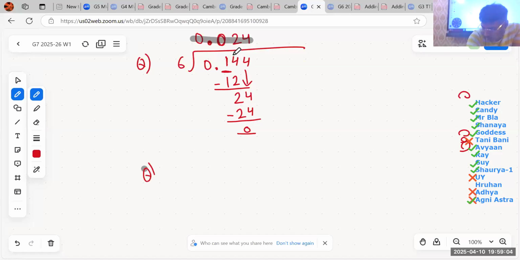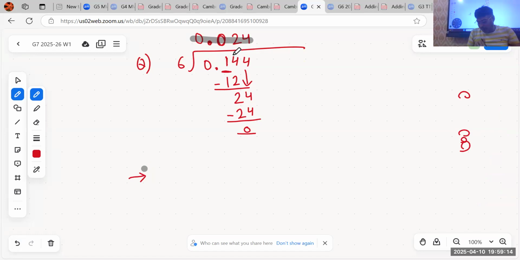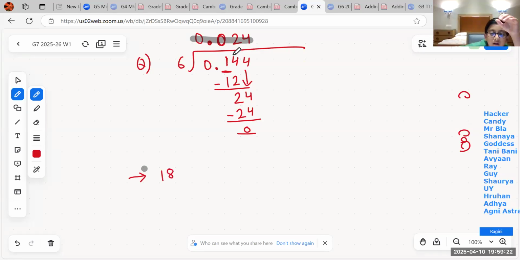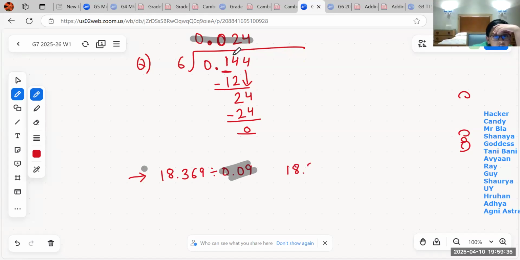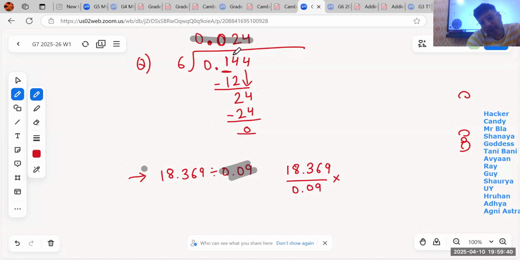So next question, I'm giving you one example. Suppose you have to divide by a decimal number, then division is not possible. If I ask you to divide by a decimal number, then you cannot divide without making the decimal into a whole number. Oh yes, sir, we multiply. 18.369 divide by 0.09. So first I have to convert this into a whole number. How will I convert? Of course, multiplied by 100, by 100.